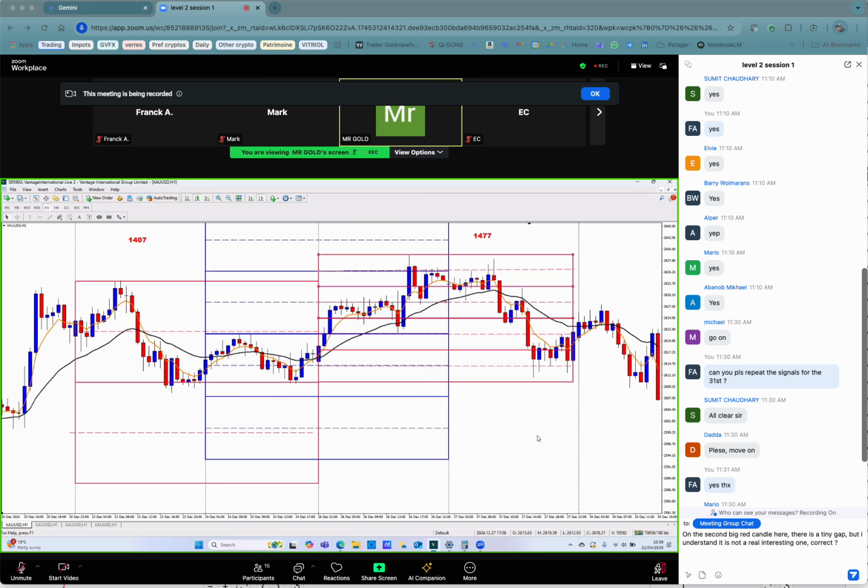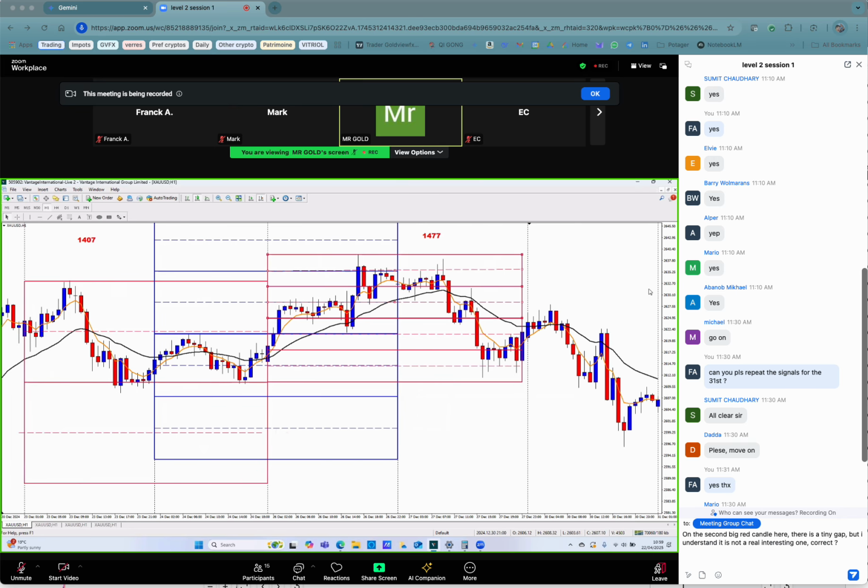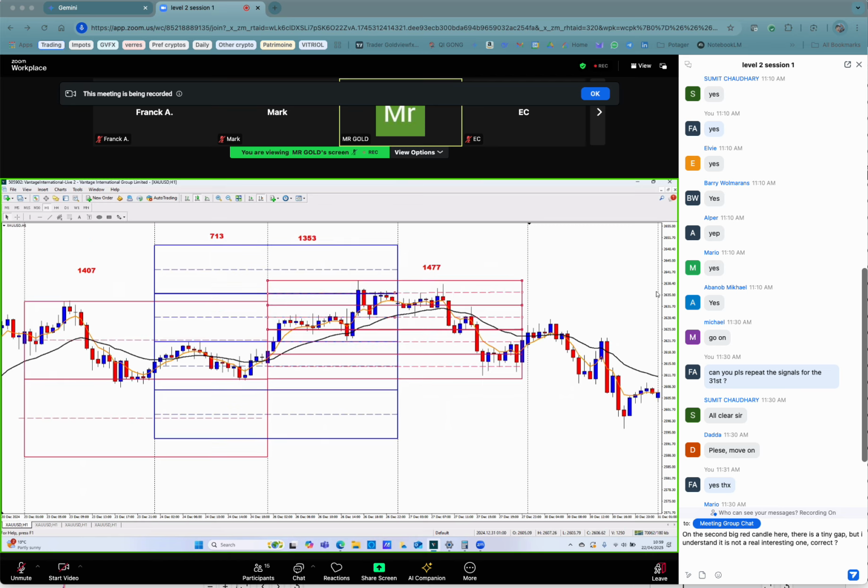Okay, yeah, so no further signals. Day done, finished. Now, let's draw the current day's box here and see if anything happens. These signals were all nicely activated. We had 1 signal, 2 signal, 3 signal, 4 signal, 5 signal, 5 signals hit TP, nicely done. Let's draw the current day's box here.